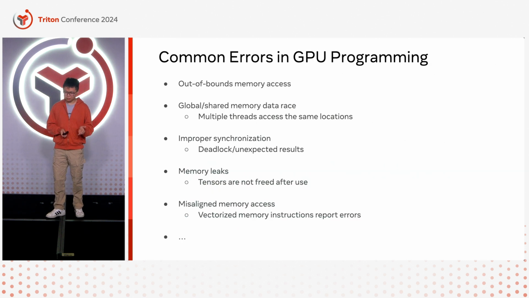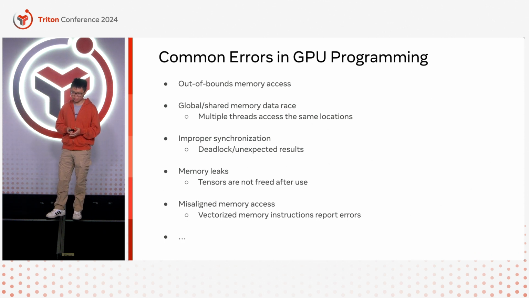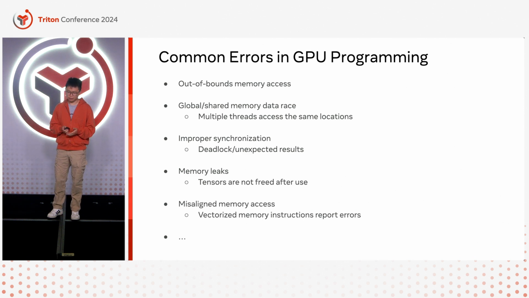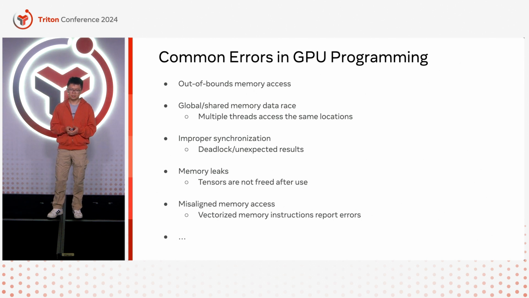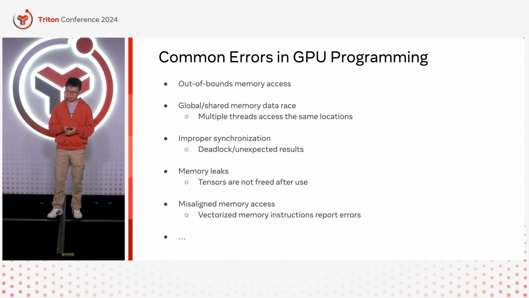In addition to out-of-bound memory access problems, there are also other problems existing in GPU programming, including the following. For example, global memory data race, which happens when multiple threads are trying to access the same location. In this case, the results you get finally might be incorrect, consisting of some values you don't expect. There could also be improper synchronization when you have producer and consumer pairs that try to produce values and consume them in other blocks. In this case, it's going to cause deadlocks.